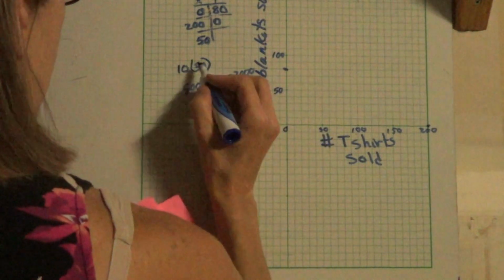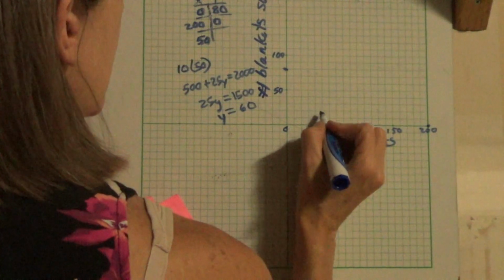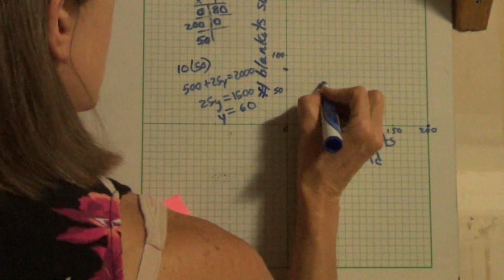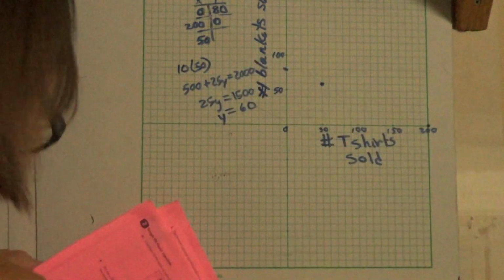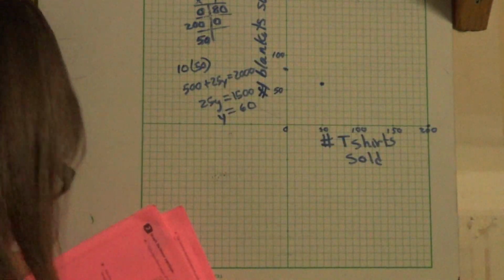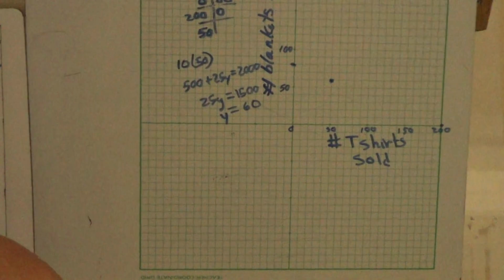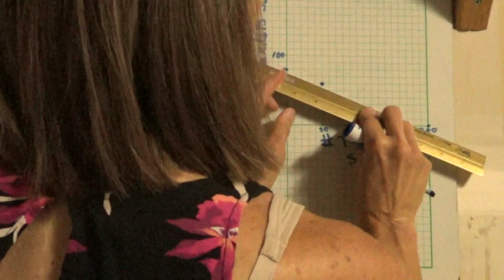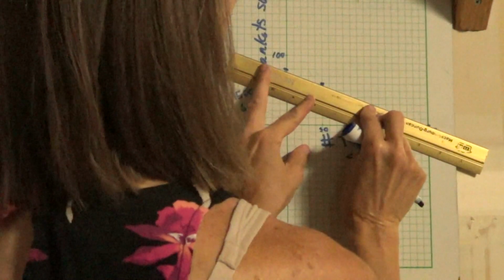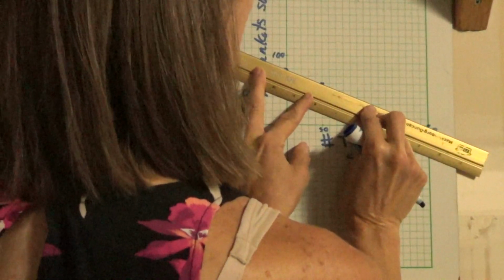So my point is at 50, 60, and those should all be collinear. It looks like they are. I managed this time to bring out a ruler so I can make sure, aha, they are collinear.